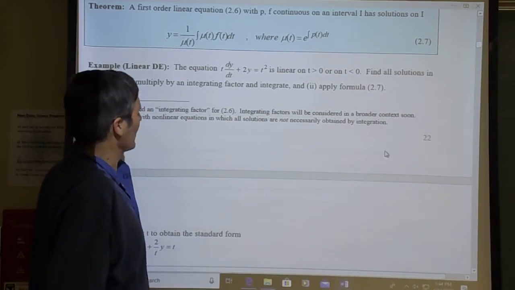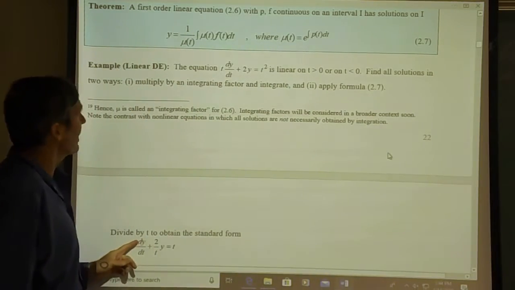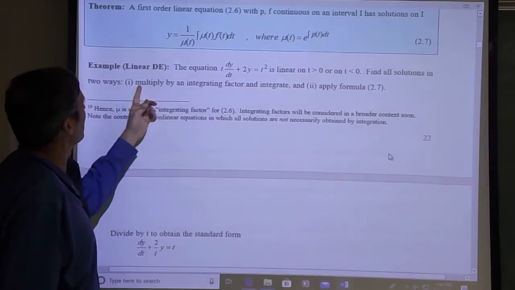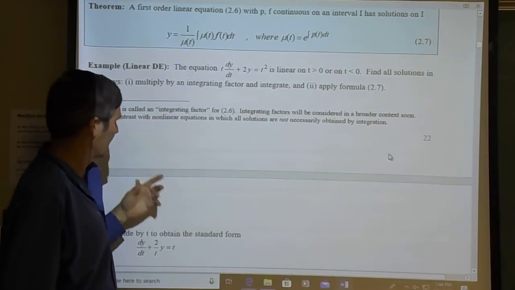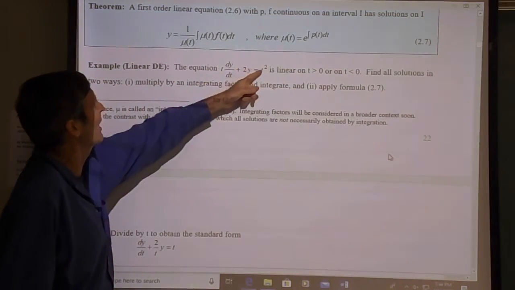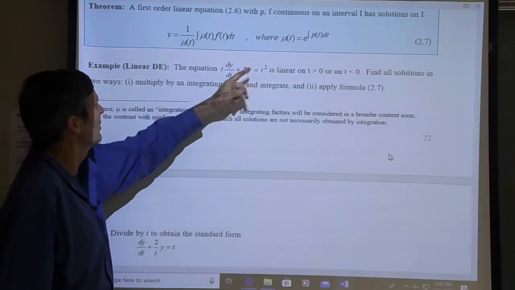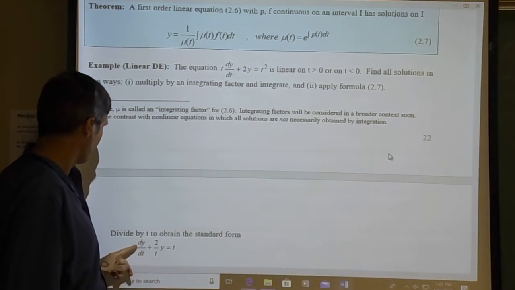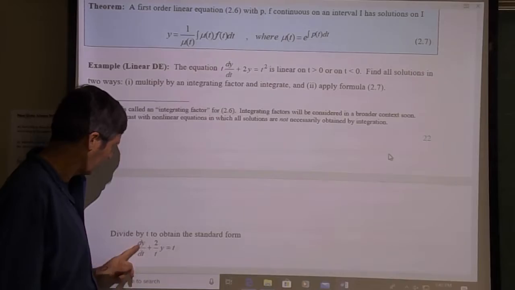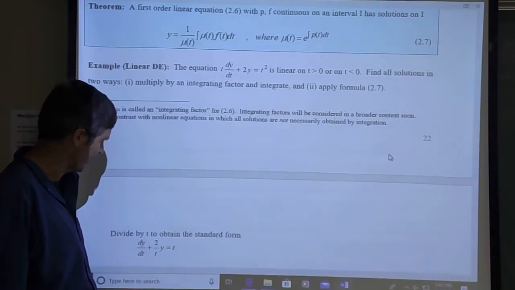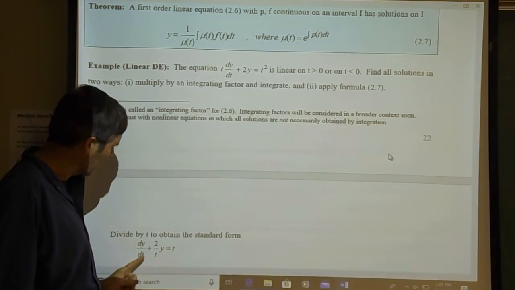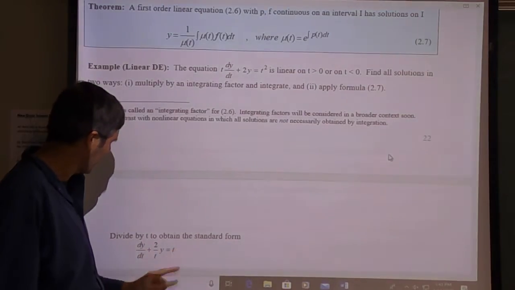Suppose this equation is what I want to solve. Well, let's solve it first by multiplying by the integrating factor. In order to do this, I'll first divide through by t to put it into standard form. So I divide by t and it becomes dy/dt plus 2 over t y equals t. Now it's in standard form, dy/dt plus p of t y equals f of t.